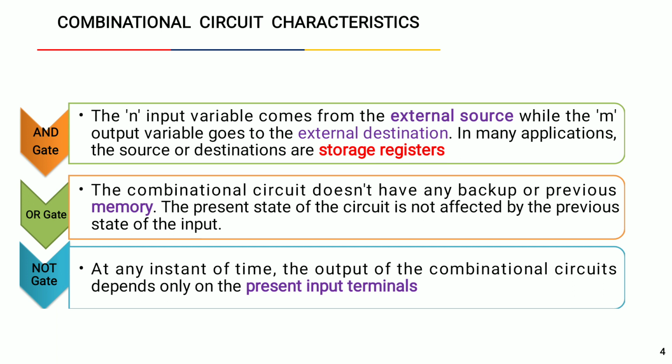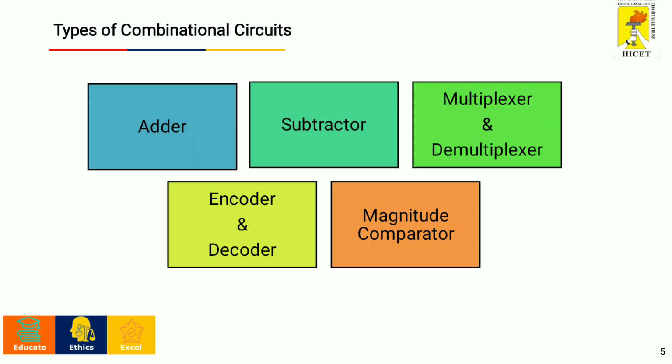The combinational circuit doesn't have any backup or previous memory. The present state of the circuit is not affected by the previous state of the input. That is, we don't find any feedback from the output side to the input side. At any instant of time, the output of the combinational circuit depends only on the present input terminals. These are the various types of combinational circuit: adder, subtractor, multiplexer, demultiplexer, encoder, decoder and magnitude comparator.